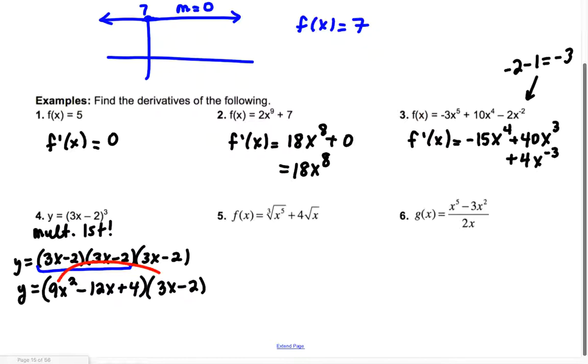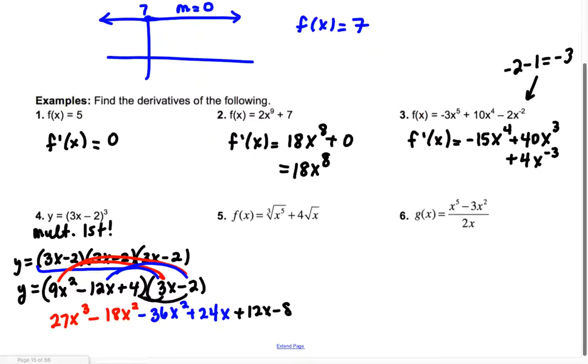So now I take my 9x squared times everything. So I get 27x cubed minus 18x squared. And then I take my negative 12x times everything. So I get negative 36x squared plus 24x. And then I take my 4 times everything. So I get plus 12x minus 8.